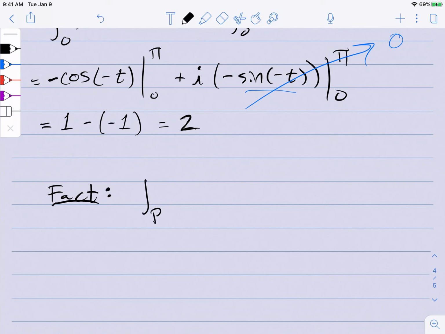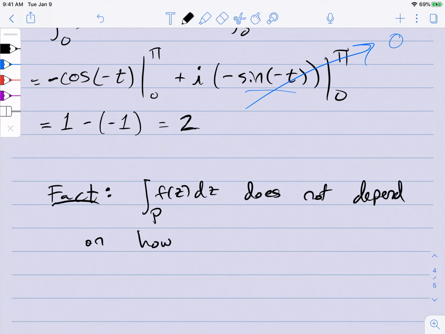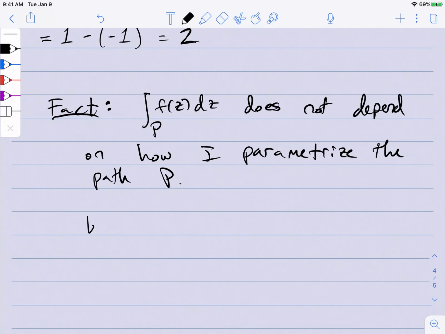So the fact is that the integral over some path does not depend on how I integrate. That's not what I meant to say. It does not depend on how I parameterize the path P. But it does depend on the choice of path.